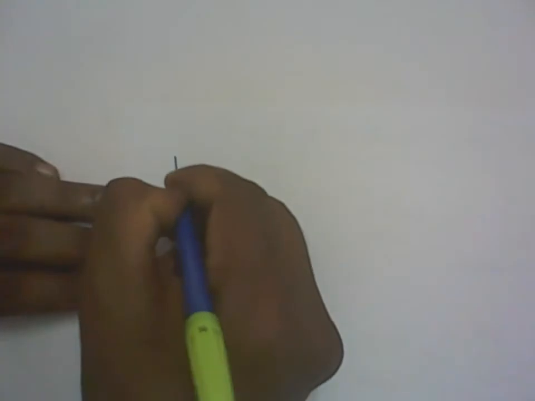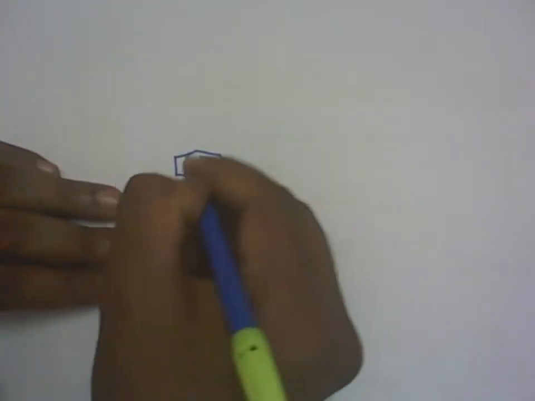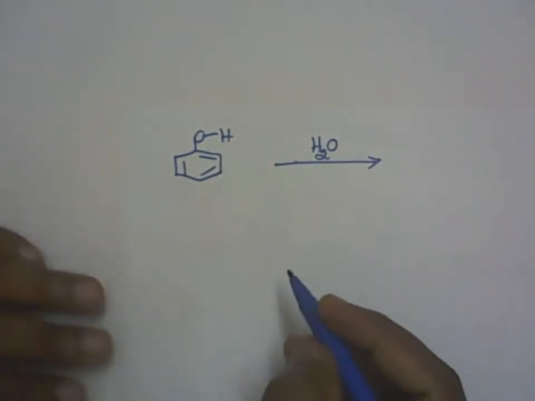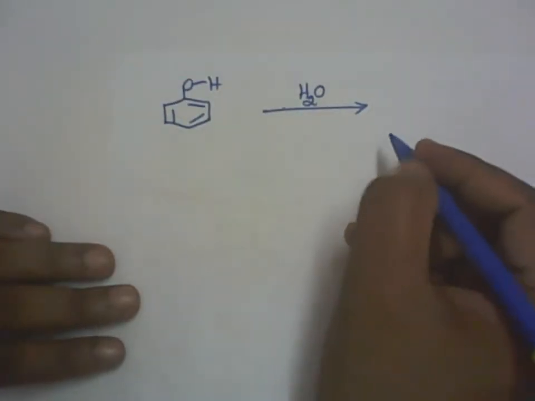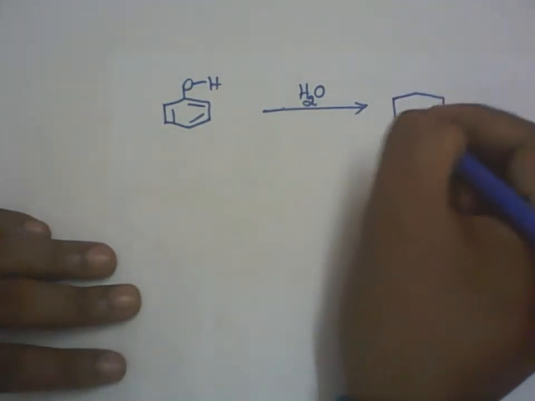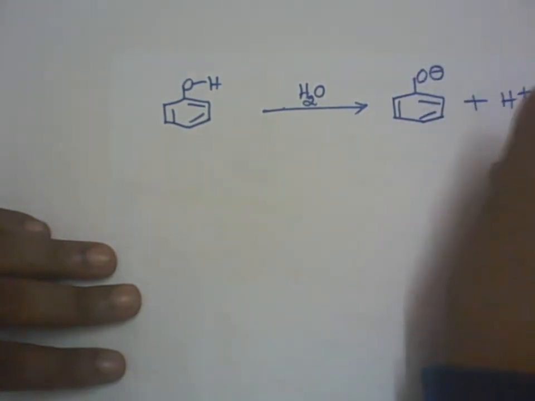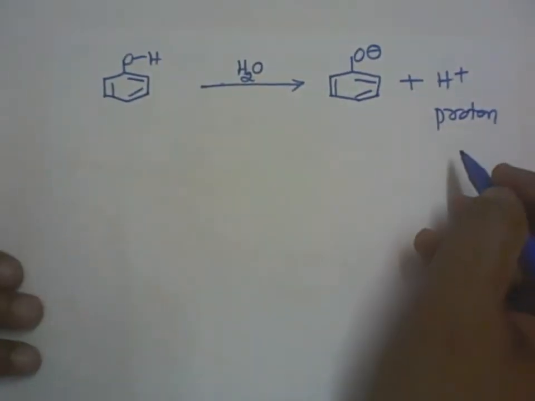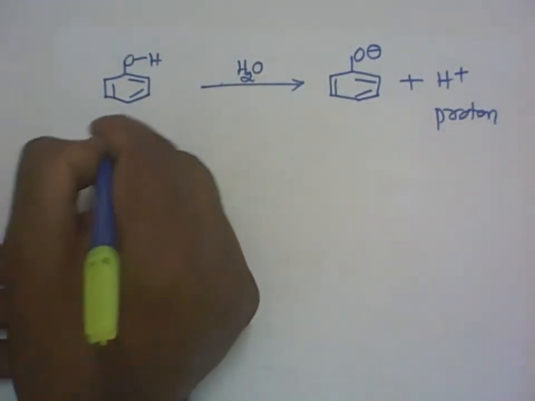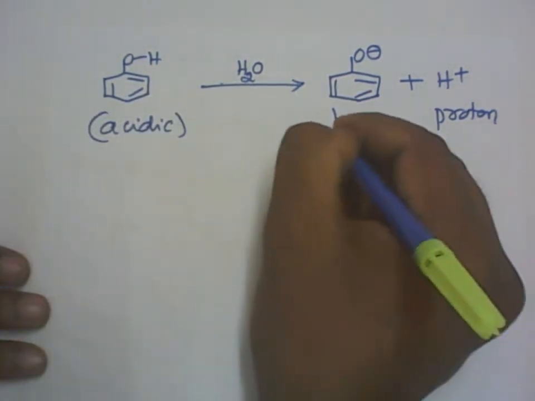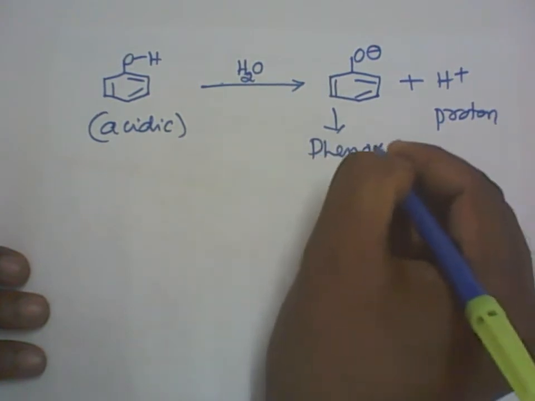Phenol dissolves in water. So phenol, when I dissolve in water, water is a solvent. Correct? It will give phenoxide ion and H plus. H plus is a proton. Correct? Any substance that produces a proton is acidic in nature. Therefore, phenol is acidic in nature. And this phenoxide ion is what is formed. This is called the phenoxide.